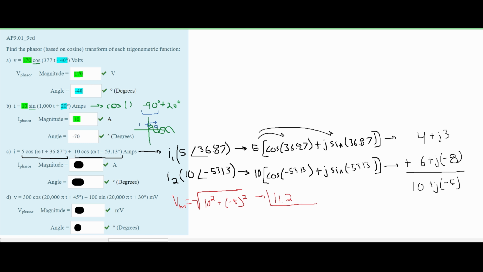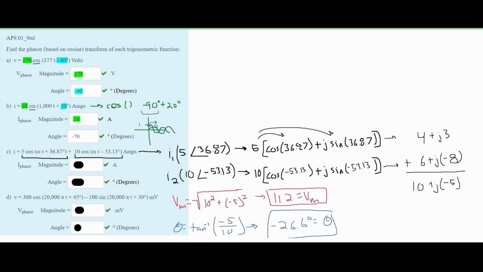So this is going to be our V of m. Now we want to find our theta, and we know that our theta is equal to tangent inverse, and then we're going to have our imaginary number over our real number, and this is going to give us approximately negative 26.6 degrees, and this is equal to our theta.